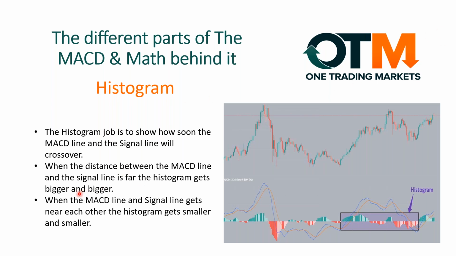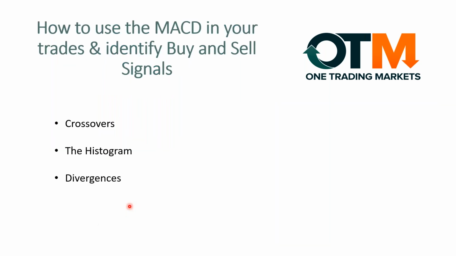So when the MACD line and the signal line get near to each other, like we said, the histogram gets smaller and smaller. So now we're going to learn how to use this indicator in our trades.